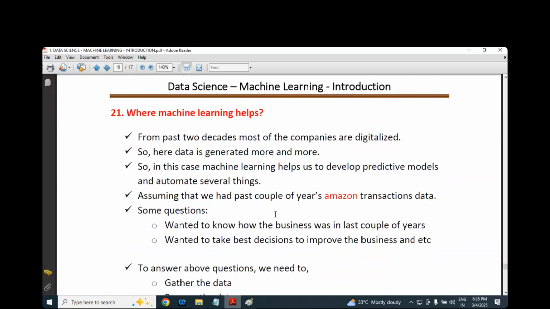For the past 2 decades, most companies have been digitalized. So data is generated more and more. More data we are getting. In this case, machine learning helps us develop predictive models and automate several things. Assuming that we have a past couple of years of Amazon transaction data, I just wanted to know how the business was in the last couple of years, and even I wanted to take the best decisions to improve the business.